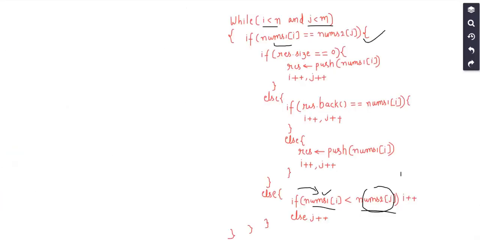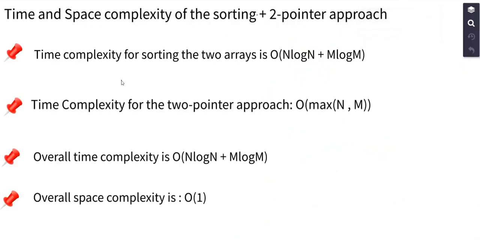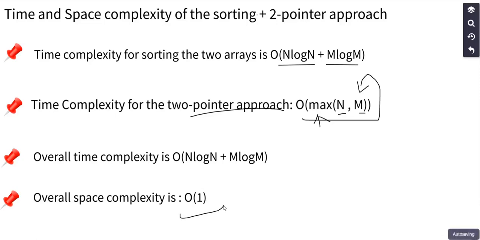Let's discuss the time and space complexity for this solution. Since we are sorting the two arrays, that takes the time complexity of n log n for array number 1, m log m for array number 2. And for the two-pointer approach, we are iterating over the arrays, and in the worst case, this would be the time complexity max of n and m, where n and m represent the lengths of the arrays. Hence, the overall time complexity becomes n log n plus m log m. While the space complexity is constant, we are not using any extra space to solve this problem.